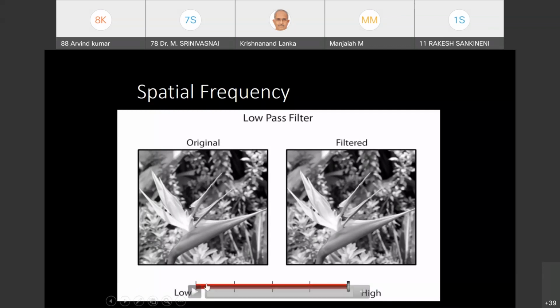So here, using a low pass filter, what you can do?